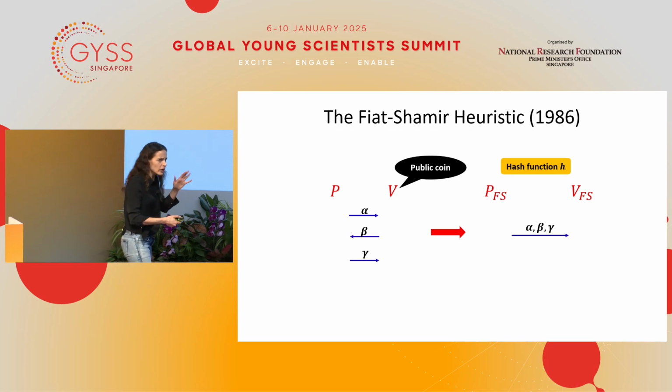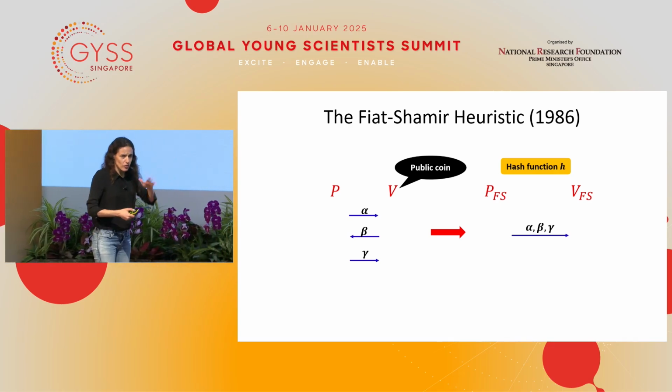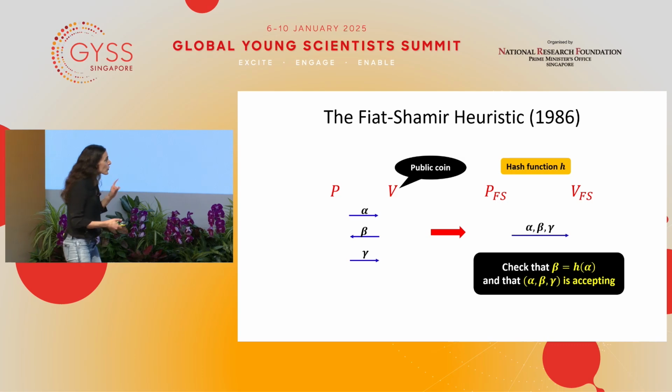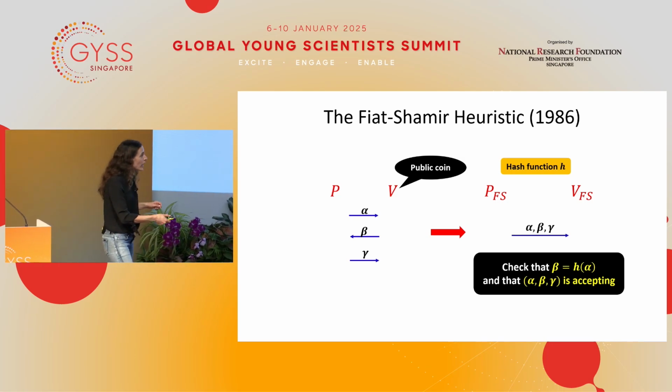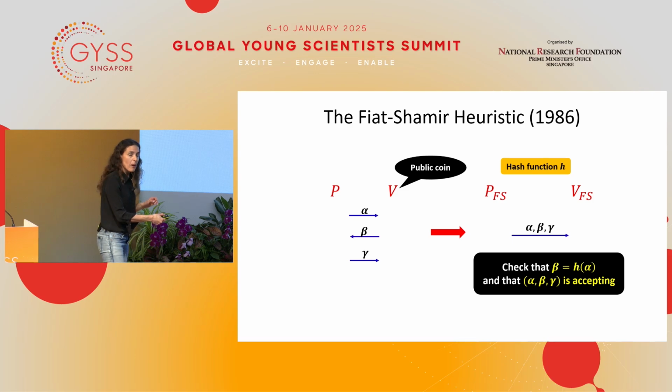Now, that won't work, because if he gets to choose the verifier's message, he can cheat. So we tie his hands, and we tell him, OK, you get to choose beta. You get to compute beta. But beta, you don't get freedom. Beta, the message from the verifier, is some function h of your previous message.